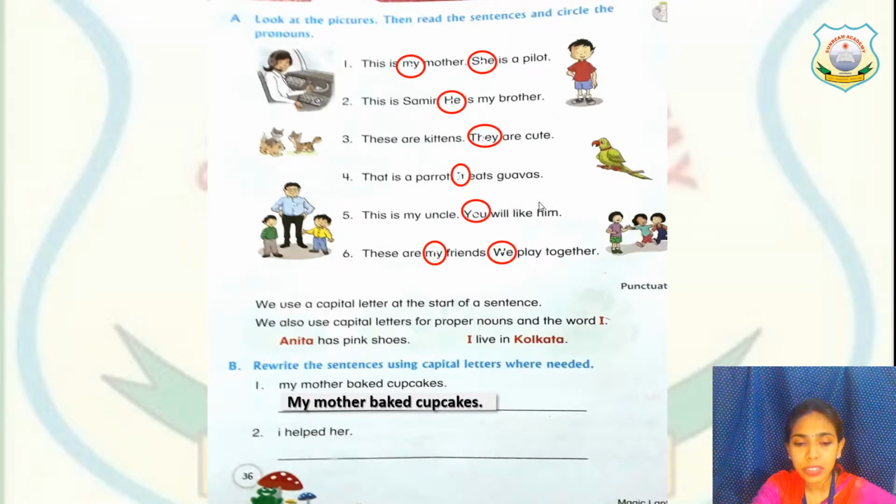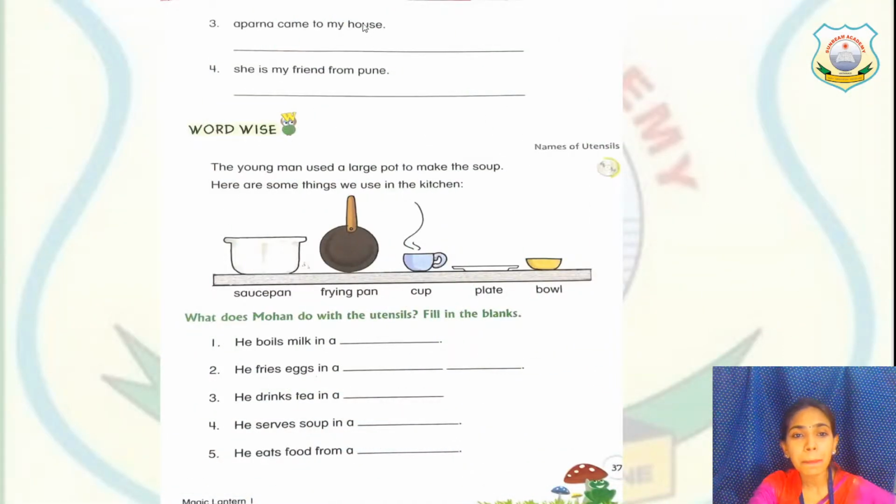I helped her. Here you can see the letter I begins with a small letter, which is not correct, right? So what are we supposed to do? I has to be in capital letters. So I helped her. So this is the correct one, and we have to put a full stop, right? Next one. Aparna came to my house. So Aparna's A will be capital, because anyway Aparna is a special name. So it should be in capital letter, right?